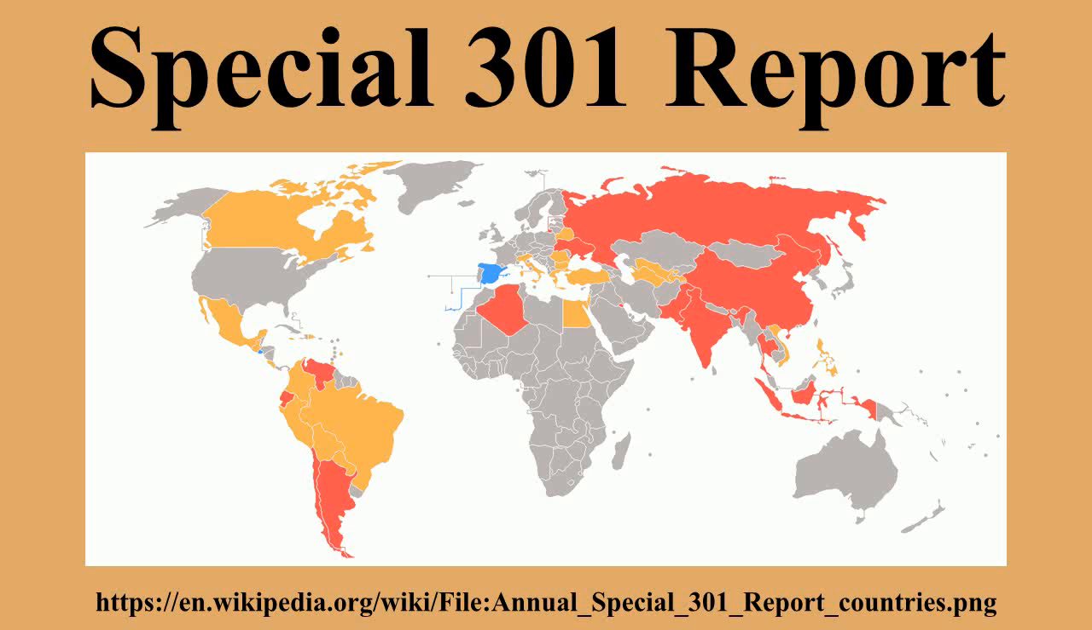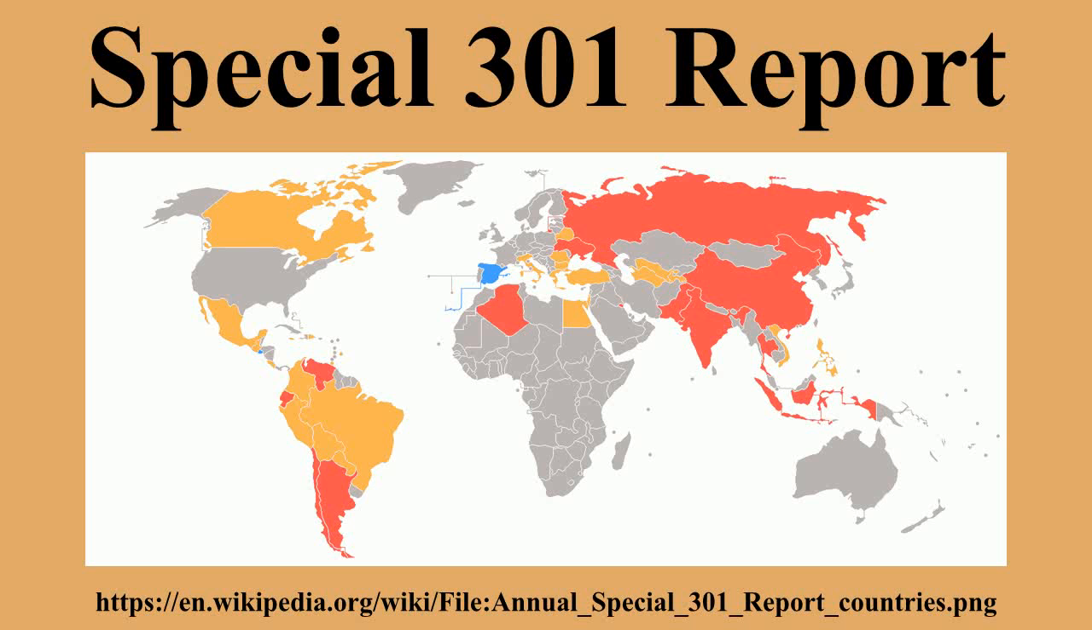The Special 301 report is prepared annually by the Office of the United States Trade Representative under Section 301, as amended, of the Trade Act of 1974. The reports identify trade barriers to U.S. companies and products due to the intellectual property laws, such as copyright, patents, and trademarks, in other countries.